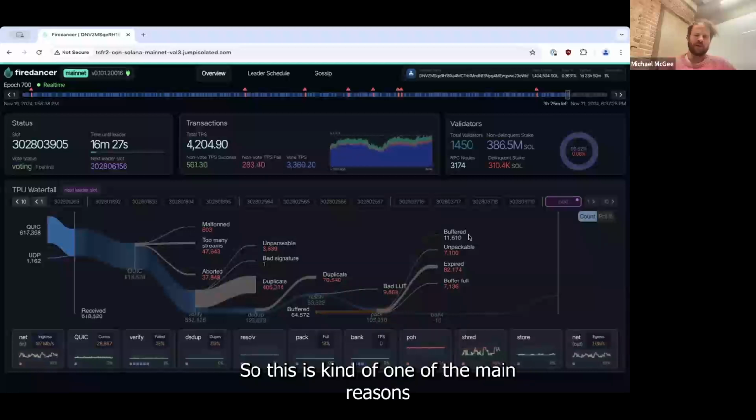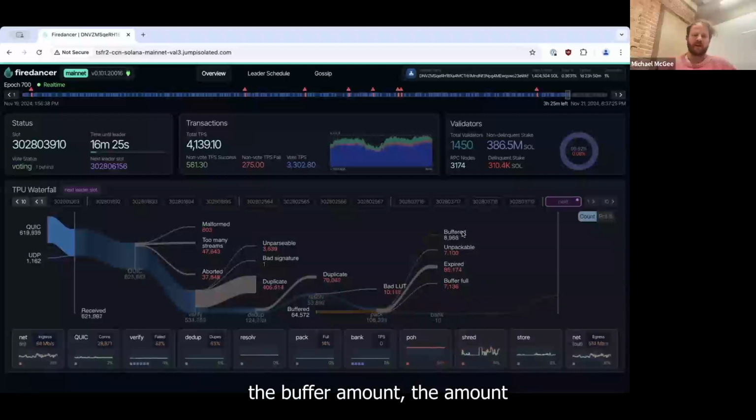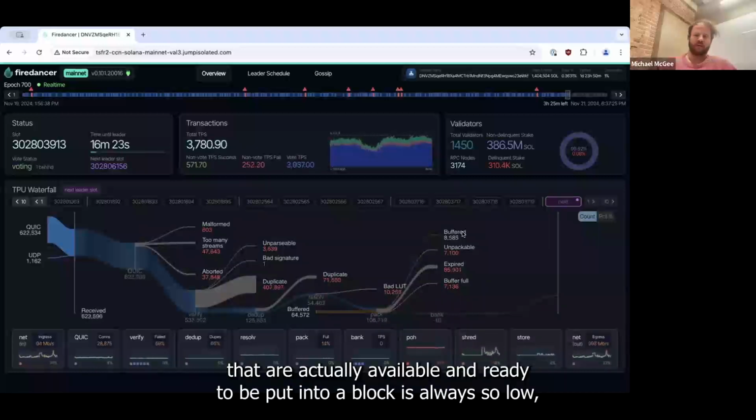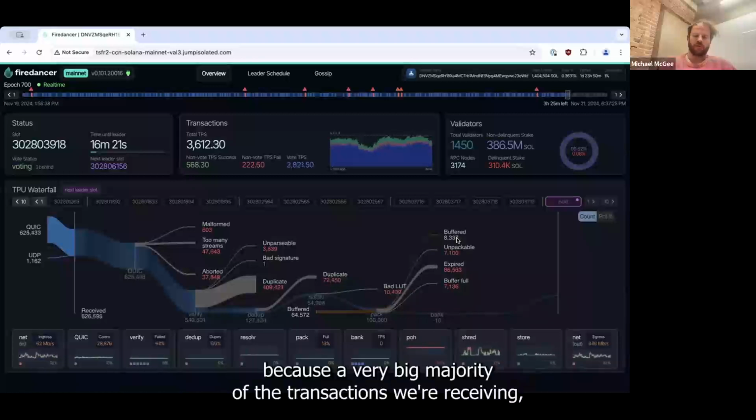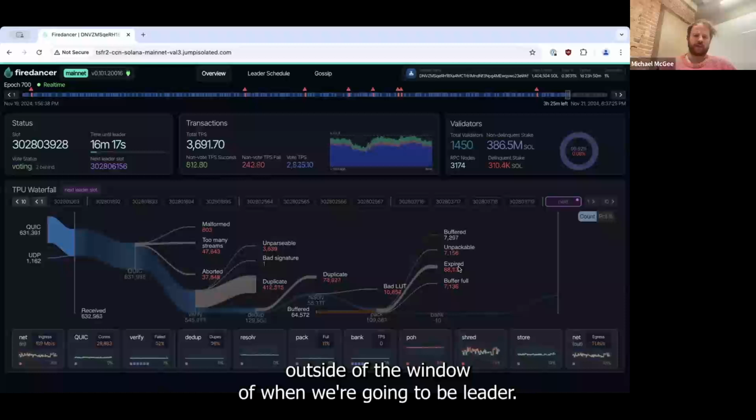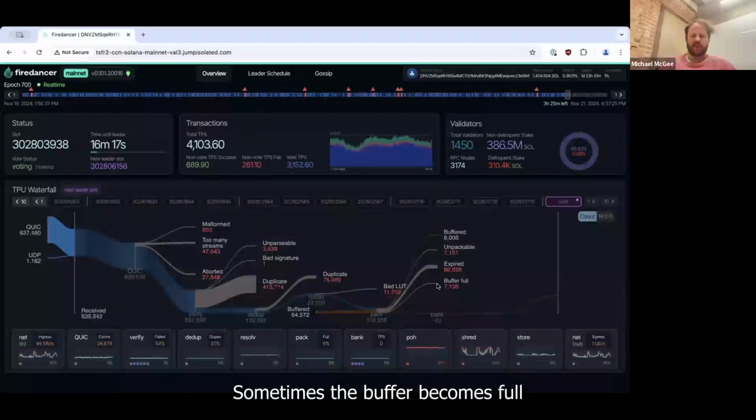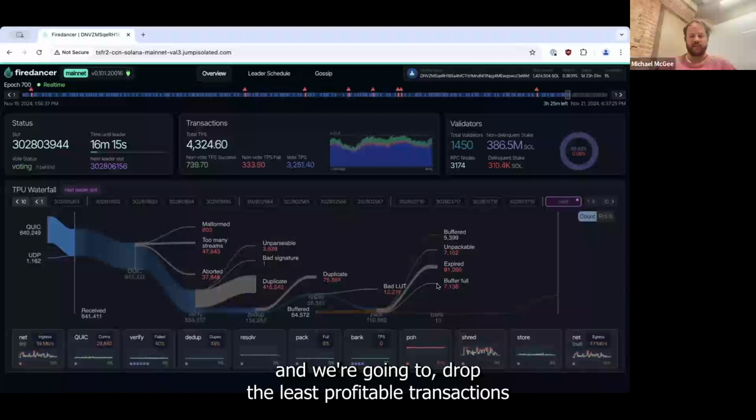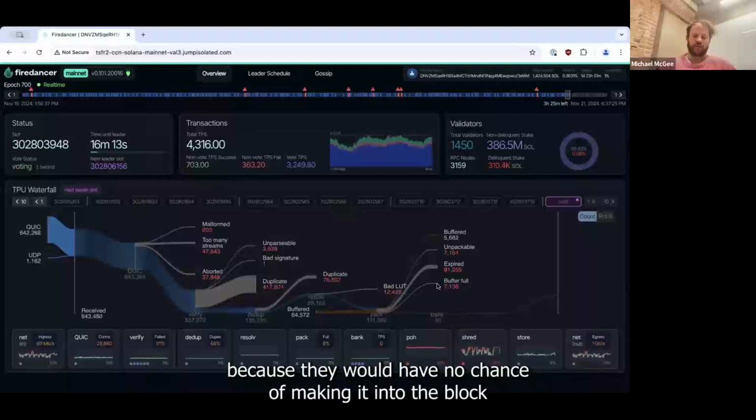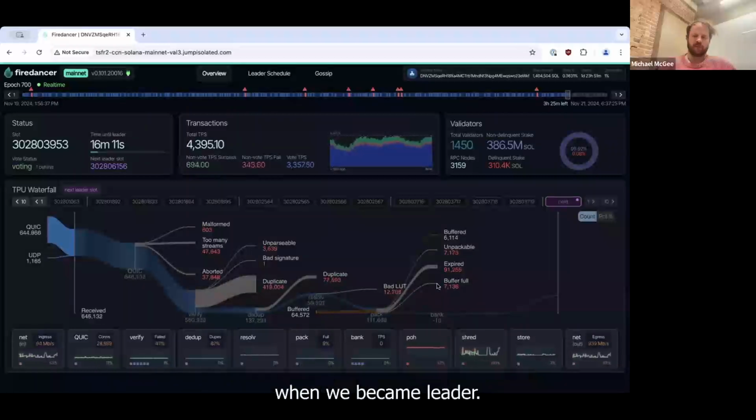So this is one of the main reasons the buffer amount, the amount that are actually available and ready to be put into a block, is always so low, because a very big majority of the transactions we're receiving are outside of the window of when we're going to be leader. Sometimes the buffer becomes full and we're going to drop the least profitable transactions because they would have no chance of making it into the block when we became leader.